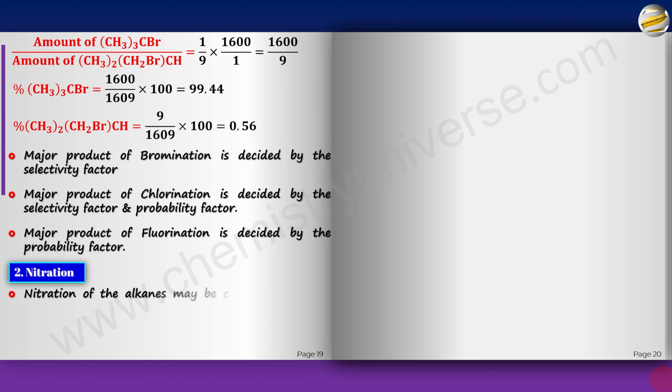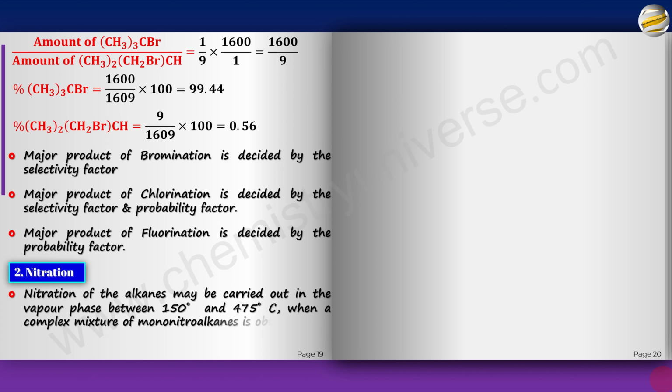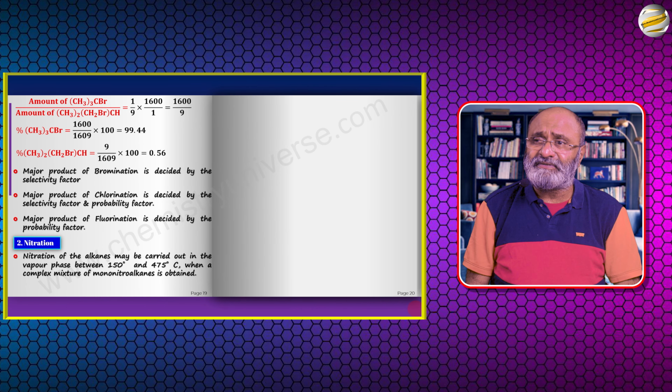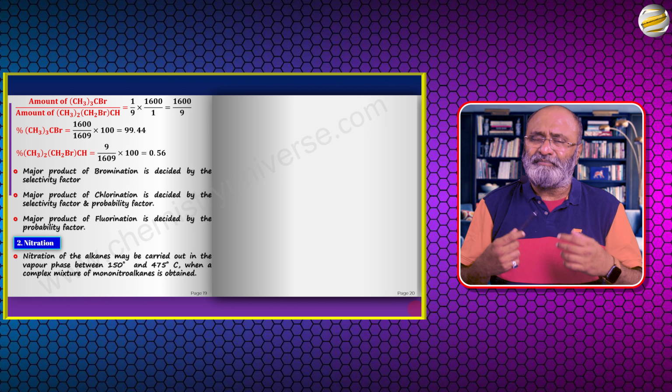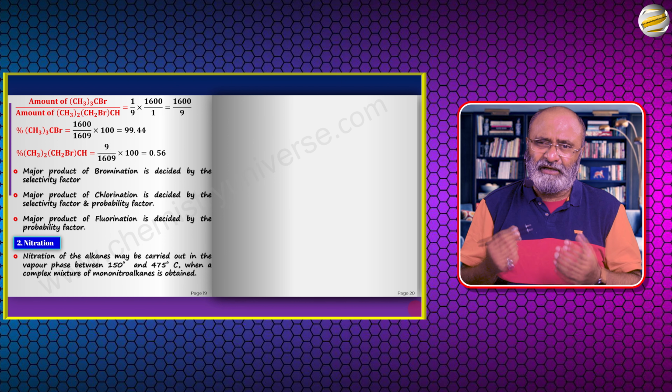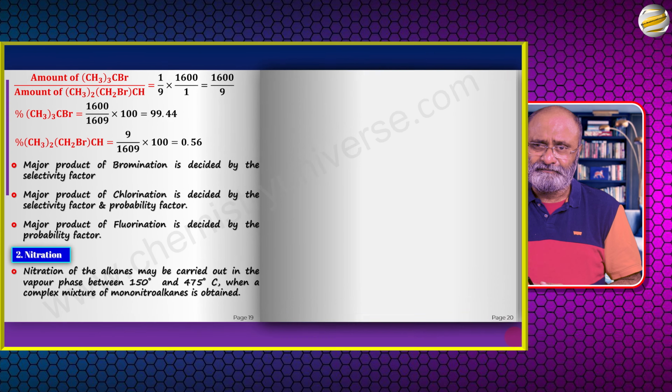Nitration of the alkanes may be carried out in the presence of vapor phase between 150 to 475 degrees Celsius when a complex mixture of mononitroalkanes is obtained. So what basically happens is, you have an alkane, you add HNO3, it will start breaking the CH bonds and put NO2 there. It can even break the CC bonds and put NO2 there. You will get a variety and a mixture of compounds. None of them are actually going to be producing good yield.